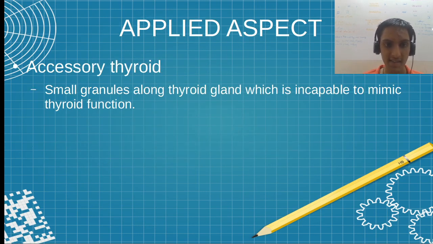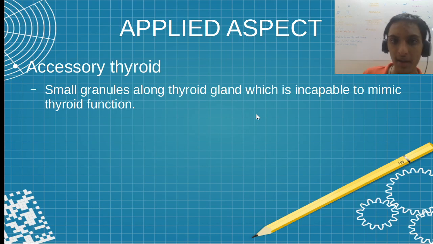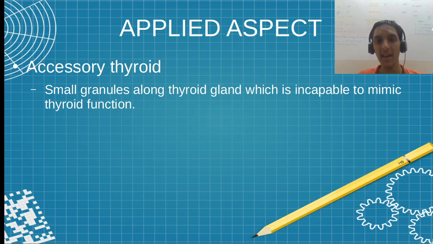Now we can also have accessory thyroid. This is nothing but small granules which will be present, but they are incapable of mimicking thyroid function. Simply remember that there might be accessory thyroid, which are very small structures, but these are not capable enough like the thyroid gland to perform the required functions, like secretion of hormones, regulating the acid base balance, regulating the calcium levels. This accessory thyroid is not mature or capable enough to perform this function.